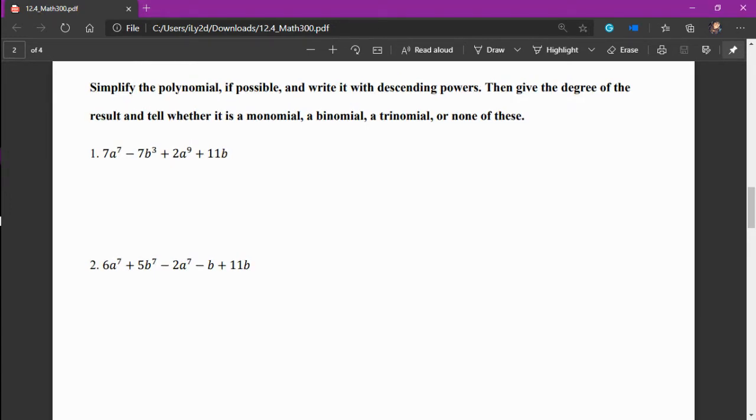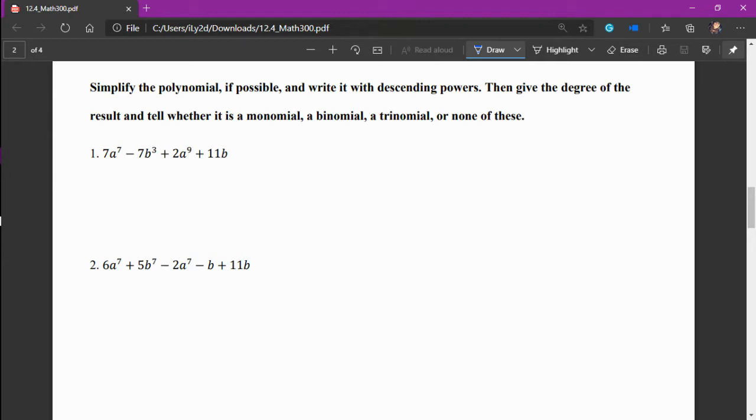So we're going to simplify the polynomial if possible, and write it with descending powers, then give the degree of the result and tell whether it is a monomial, binomial, or trinomial, or none. Okay, none is a possible answer. So whenever you simplify polynomials, your goal is to look to see if there are any like terms. If there are, then you can combine them. And the only way we can combine like terms is if they are, in fact, alike, which means the coefficient does not have to be the exact same number or the exact same sign. It's your variables and your exponents. Those have to be the exact same variable and the exact same exponent.